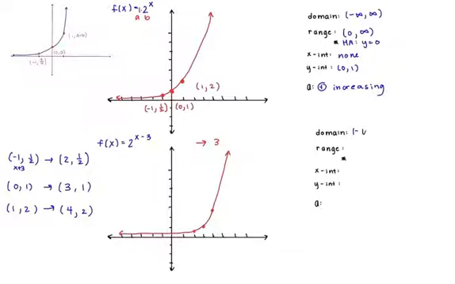So my domain, still negative infinity to infinity. My range didn't change. I still have a horizontal asymptote at y equals 0. I don't have an x-intercept. To find my y-intercept, I'm going to plug in 0 into x. So we've got 2 to the 0 minus 3, and I can simplify that. That's 2 to the negative 3rd power, which is 1 over 2 to the 3rd power.